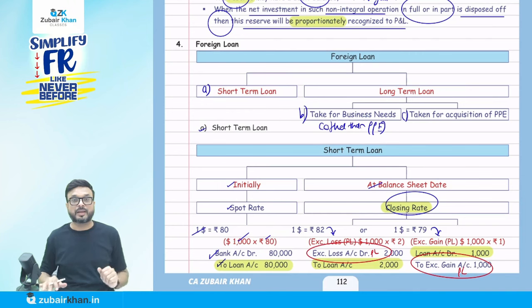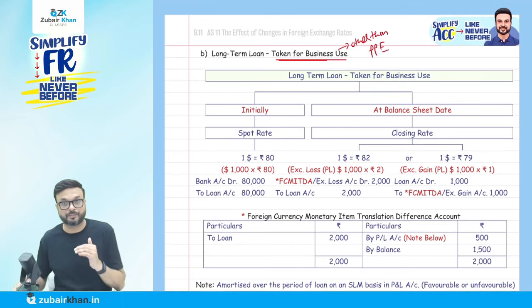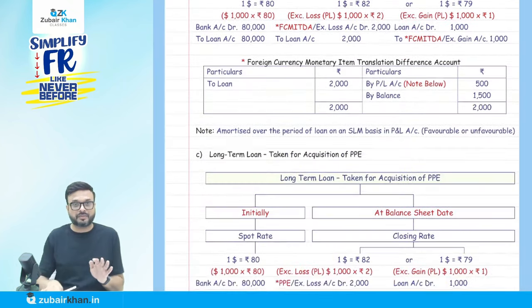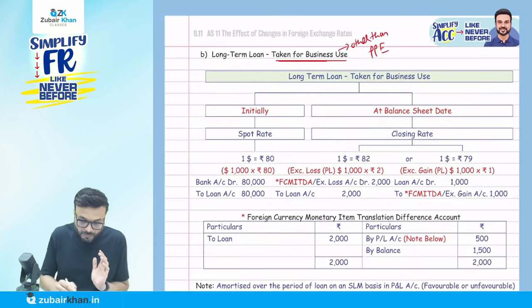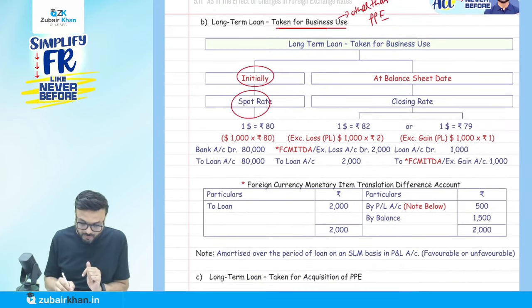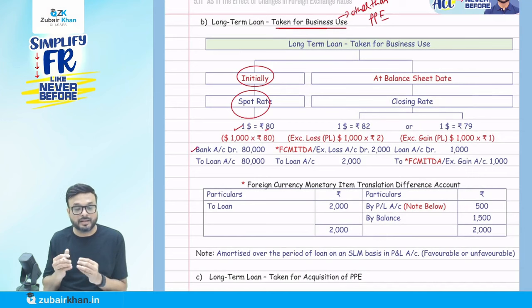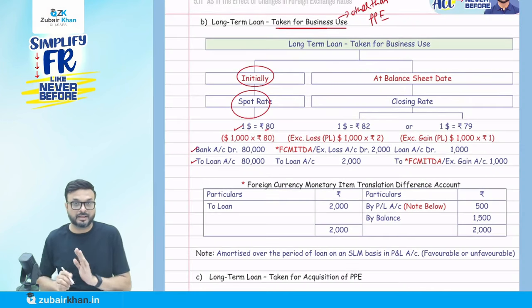Very simple. Now I'm coming to the point where I took a long-term loan that is other than for property, plant and equipment. Now understand this: other than PPE has a different treatment. Point number C. Initially we are going to recognize it at the spot rate. Let's take the same example: $1 is equal to rupees 80, and I took a loan of $1,000. So I pass $1,000 multiplied by 80, that becomes 80,000. Bank account will be debited by 80,000 and loan account will be credited by 80,000.